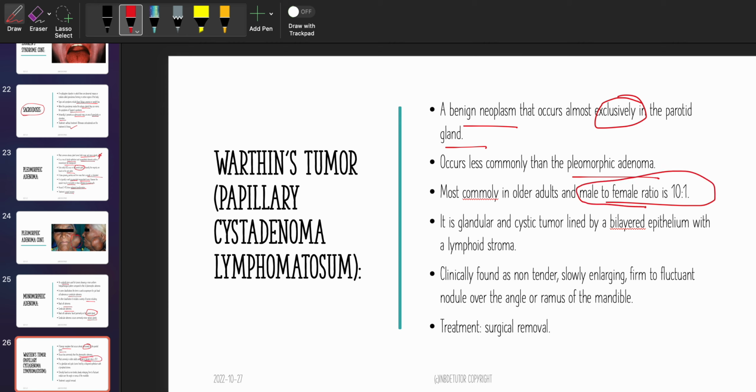This is one question they ask, because most of the cases that we studied in salivary glands, since the last slide and in today's slides, most commonly occur in females. So this is the only one that occurs mostly in males, and the ratio is 10:1. It is a glandular, cystic tumor which is lined by bilayered epithelium and a lymphoid stroma. Clinically, it is a non-tender, slowly enlarging, firm to fluctuant nodule over the angle or the ramus of the mandible. These are the locations. Treatment is again surgical removal.